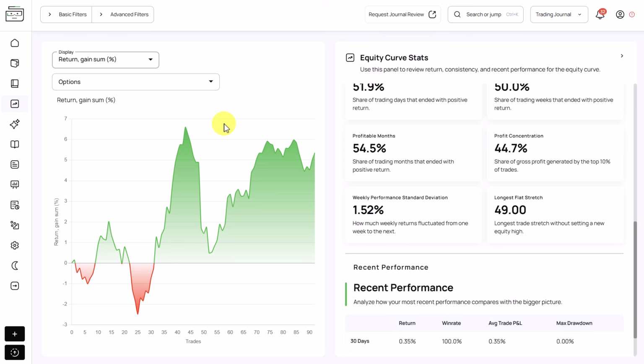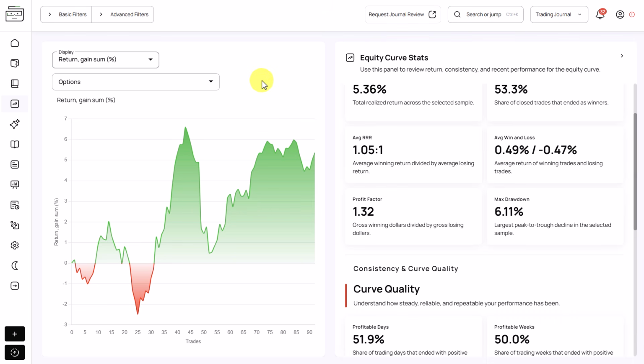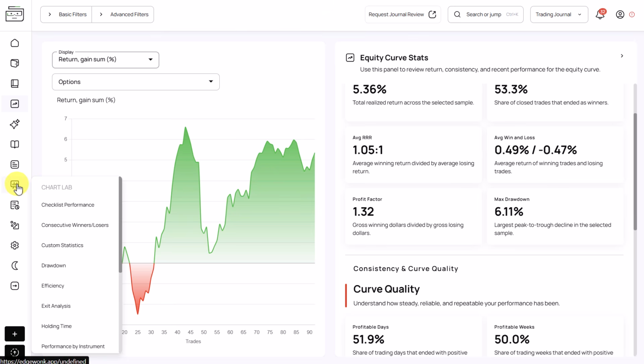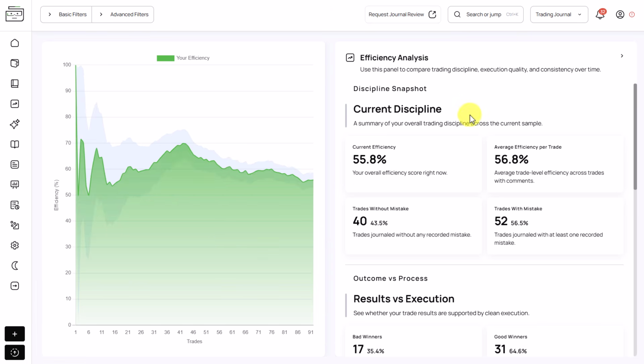But this is not all. We've expanded this right panel with new statistics to other areas. So when we are opening here our chart lab, a chart that although is very important, a lot of traders always ask us about. So we're going to efficiency, and here you will learn everything about your level of rule adherence, your discipline level, and how often you break your rules.